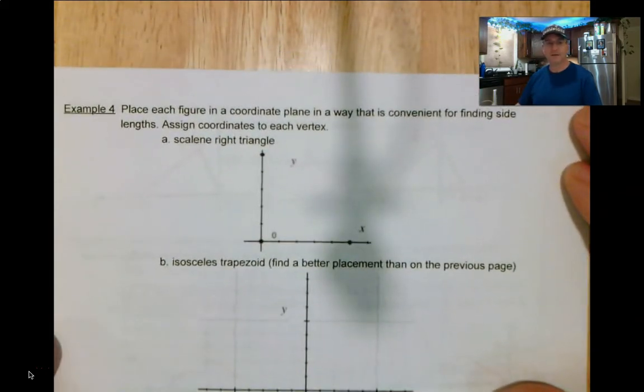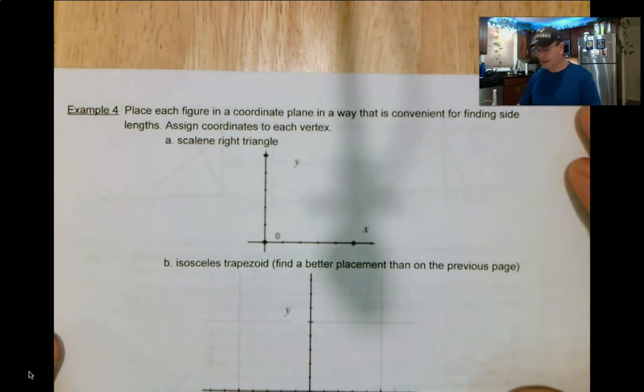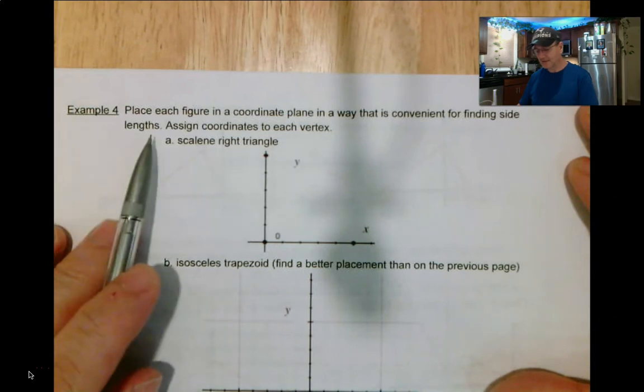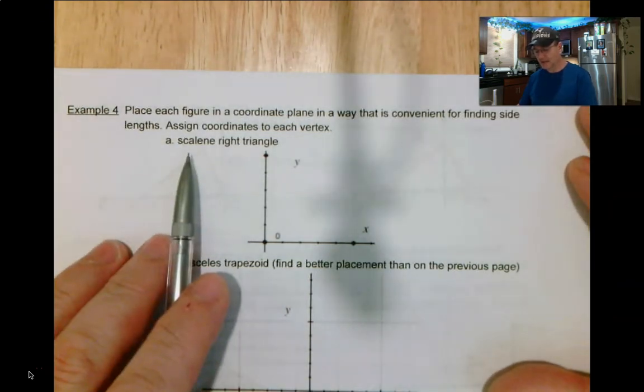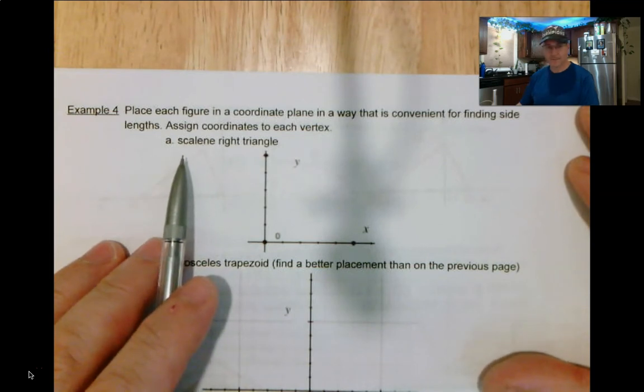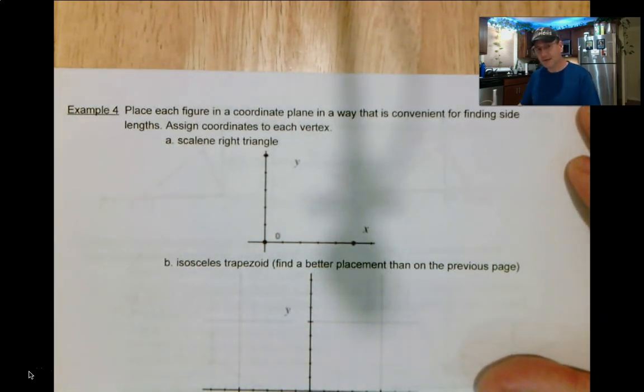All right, so place each figure in the coordinate plane in a way that is convenient for finding side lengths. Assign coordinates to each vertex. So we have a scalene right triangle. If we're going to do a scalene right triangle, I have to make sure that it's going to be a right angle. Well, do I have any right angles anywhere on the coordinate plane already? Yep.